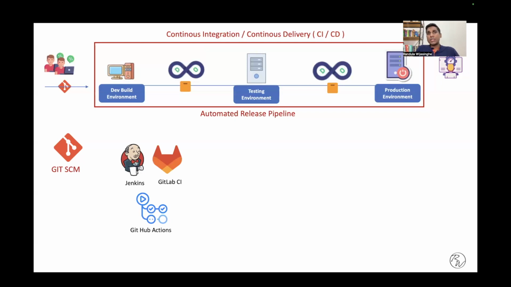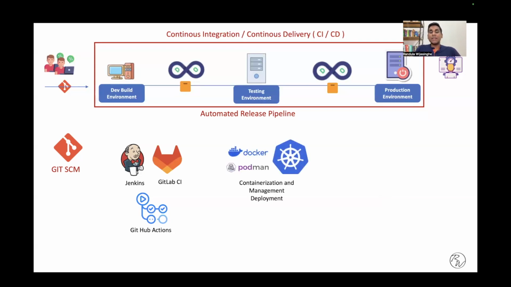So there are different tools you can use, like Jenkins, GitLab CI, or GitHub Actions, where the base of the CI/CD pipeline is built upon these technologies. So if you are a DevOps engineer, in case you're looking at this video, you need to master Jenkins, GitLab CI, or GitHub Actions, right?